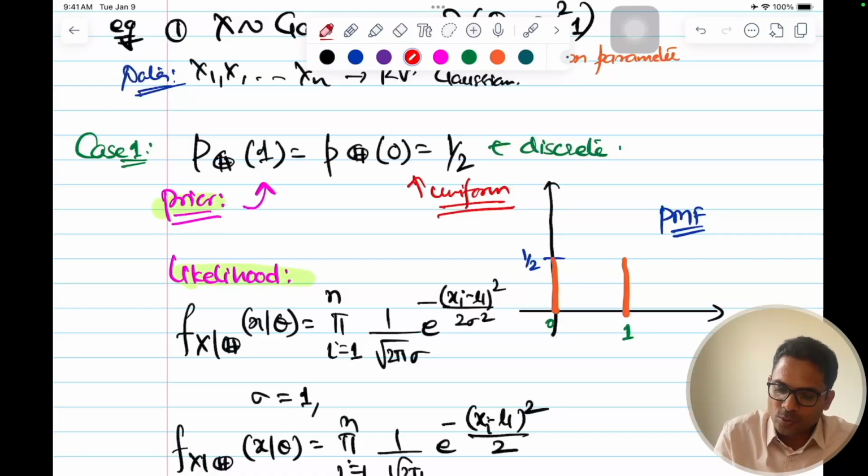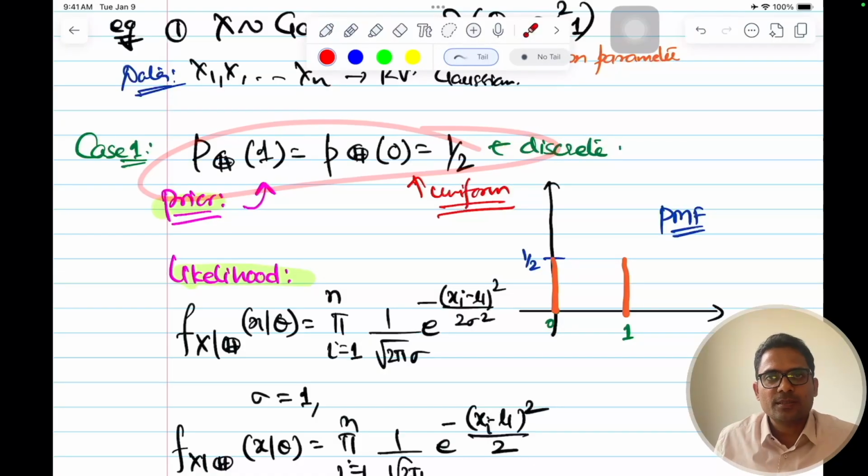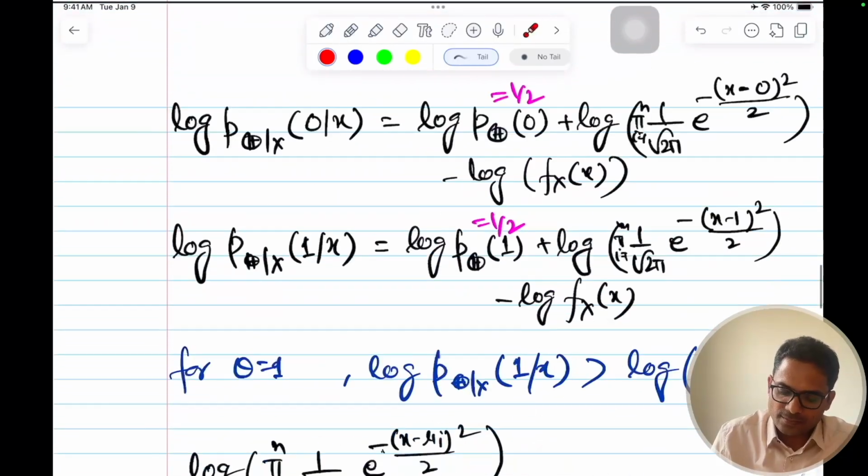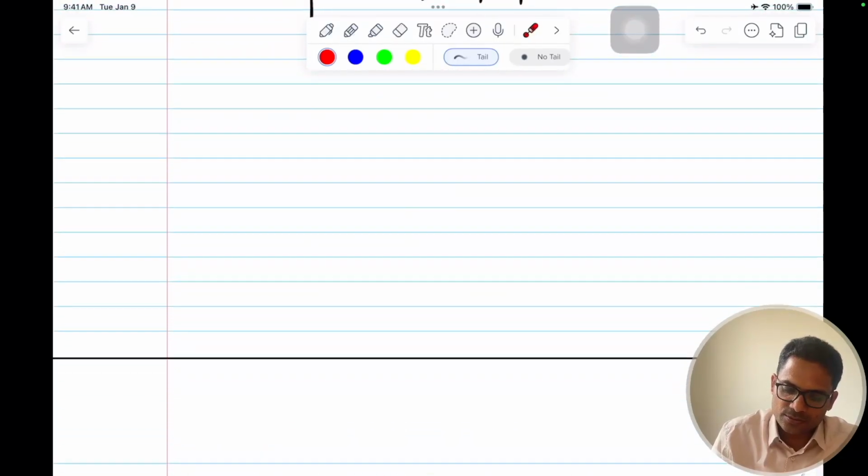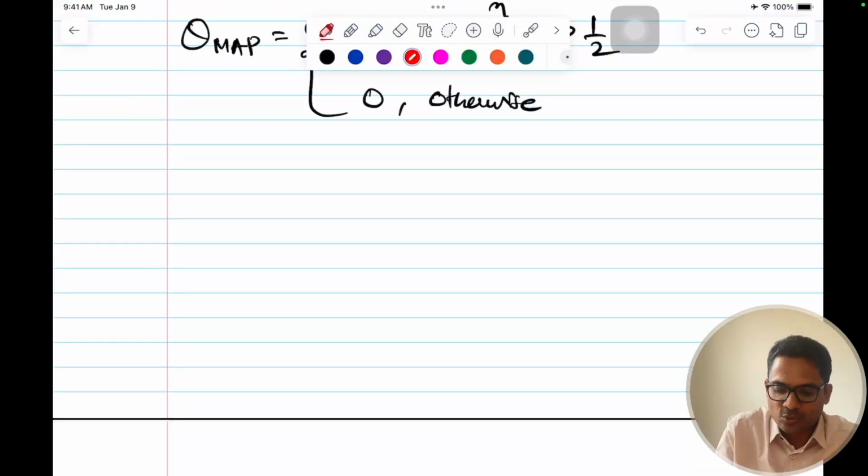That is equally likely to be 0 or 1. And what was the second case? We did in the last class also. Second case was that it is biased more towards 1. Or let's see another example. We have seen this already, so I'll just change the example.